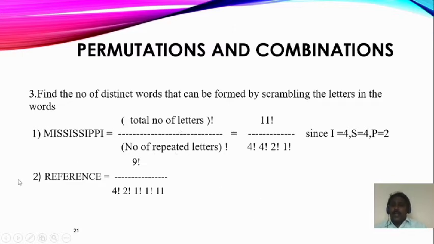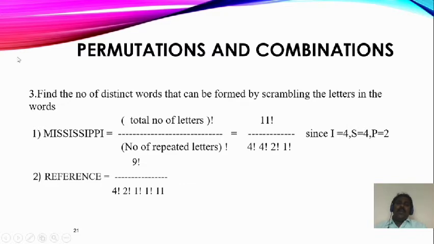Now I am taking another example, REFERENCE. Here, how many letters are there? Total number of letters is 9. So 9 factorial by, similarly, I'm checking the repeated letters. Here I have 4 E's, so 4 factorial into 2 factorial, and 2 factorial. So the answer is 9 factorial by 4 factorial into 2 factorial.